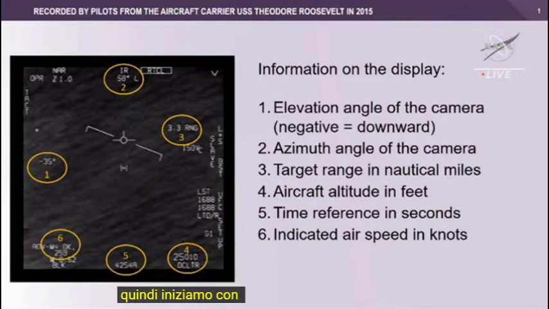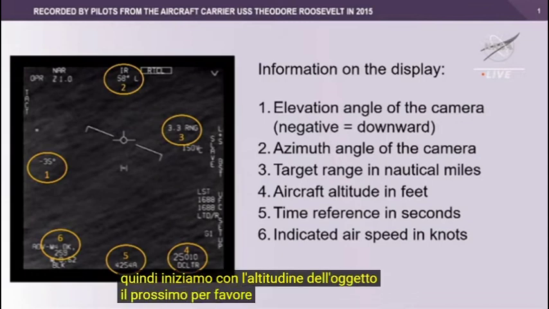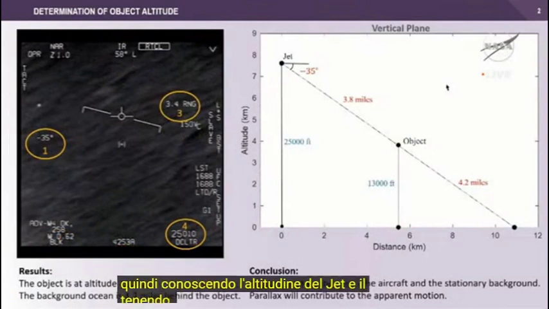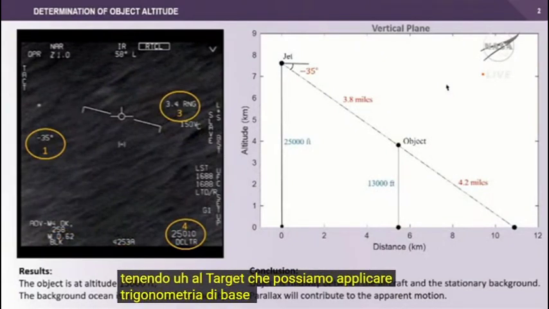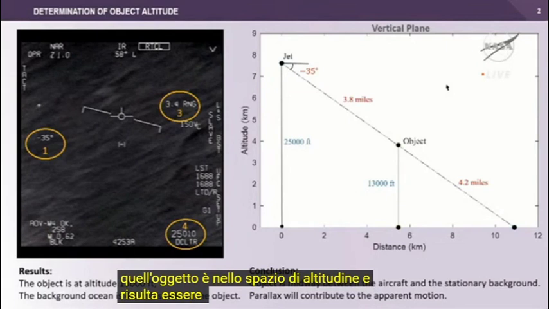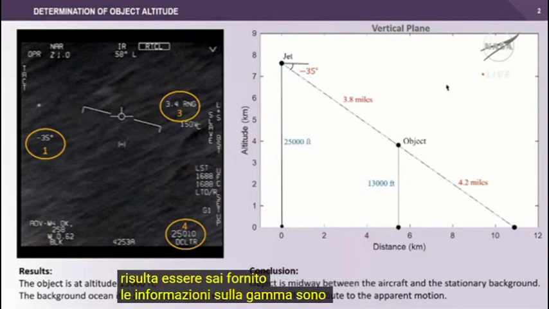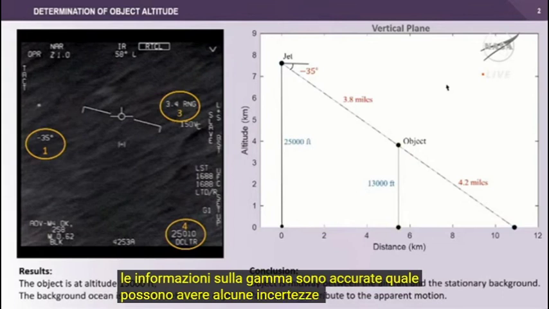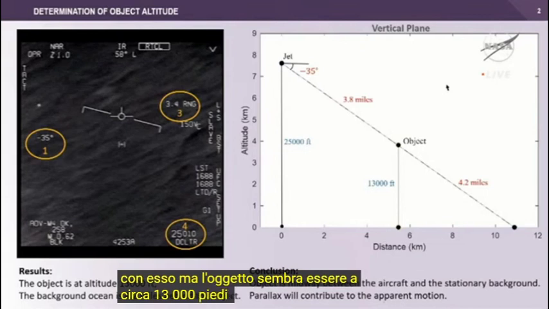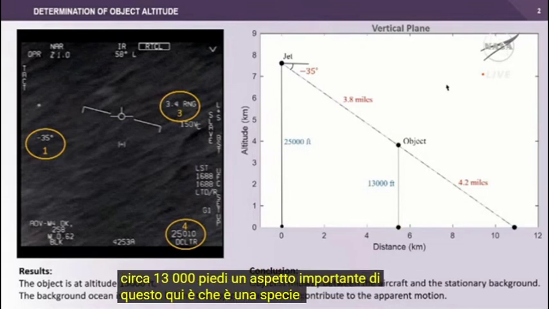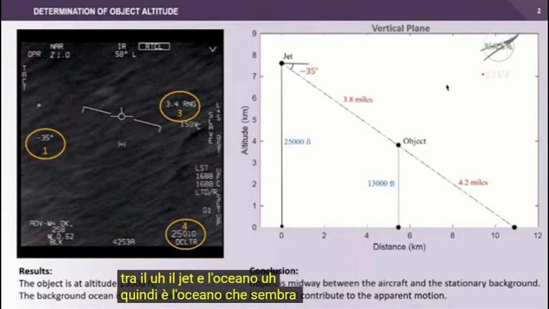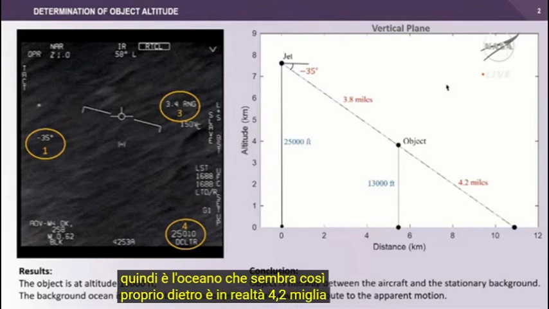So let's begin with the object altitude. Knowing the jet's altitude and the bearing to the target, we can apply basic trigonometry to figure out where that object is in altitude space. And it turns out to be, provided the range information is accurate, which can have some uncertainties associated with it, that the object appears to be at about 13,000 feet. An important aspect of this is that it's midway between the jet and the ocean. The ocean that looks like it's right behind it is actually 4.2 miles away.